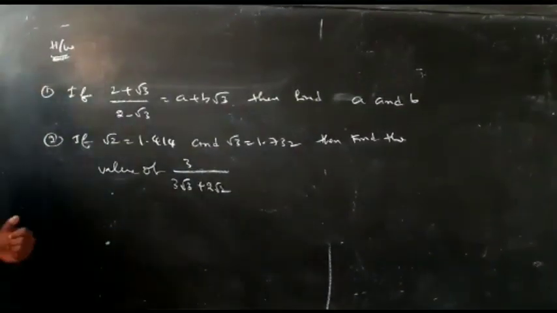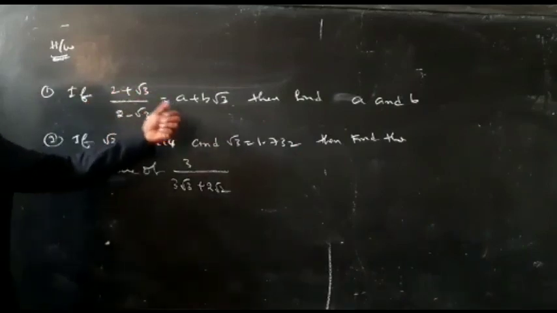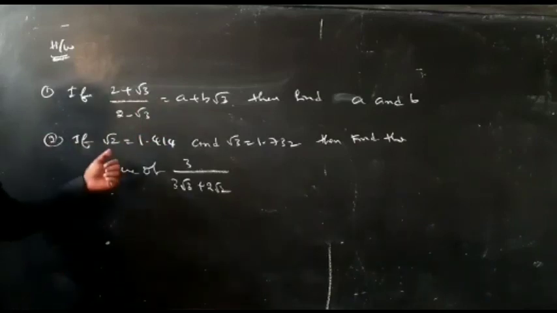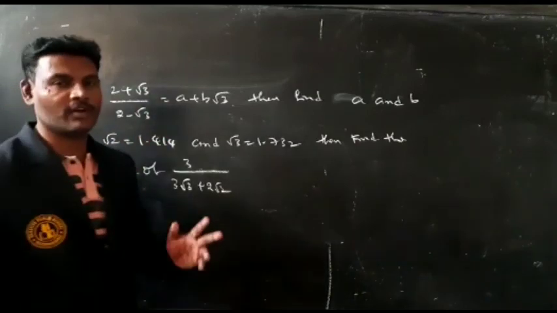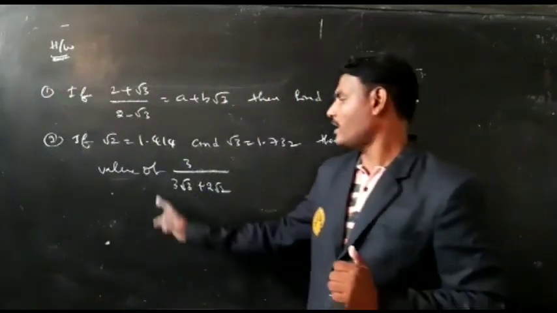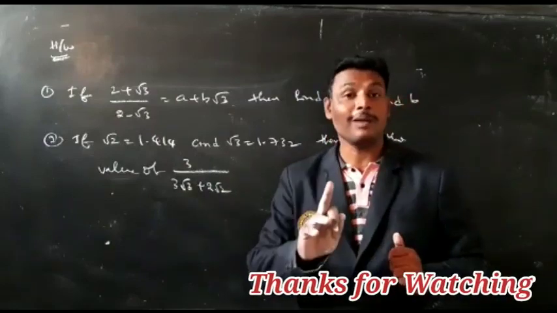So 9th class students, here is the homework. If 2 plus root 3 by 2 minus root 3 is equal to a plus b root 3, then find the value of a and b. If root 2 is equal to 1.414 and root 3 is equal to 1.732, then find the value of 3 by 3 root 3 plus 2 root 2. So complete the homework.